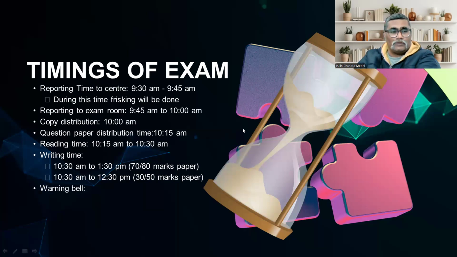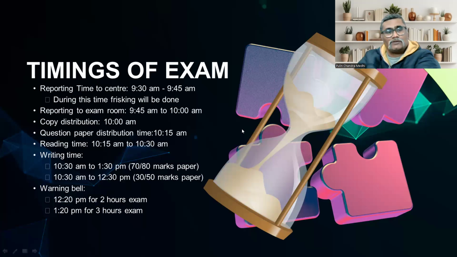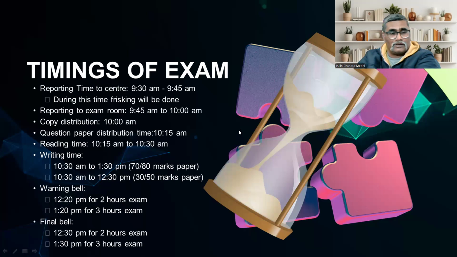Then there will be a warning bell so that students are made aware that 10 minutes are left. That is at 12:20 p.m. for the 2 hour exam, and at 1:20 p.m. for the 3 hour exam. So the students will be aware, and the invigilator can also remind them about the time left. The final bell will be at 12:30 for the 2 hour paper and 1:30 p.m. for the 3 hour paper.